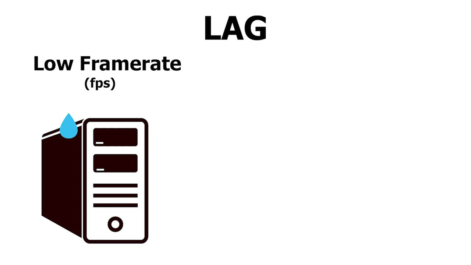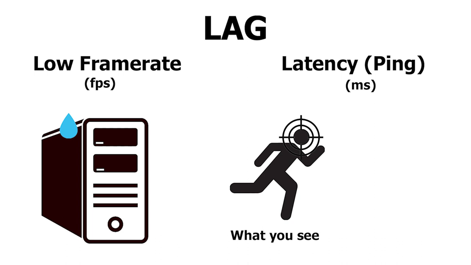The second is high latency, otherwise known as high ping. This occurs because the input from your computer takes time to transfer to the server. For example, on your screen, you might see your gun shoot when your sights are on an enemy, but by the time the server detects you shoot, the person would have already moved.